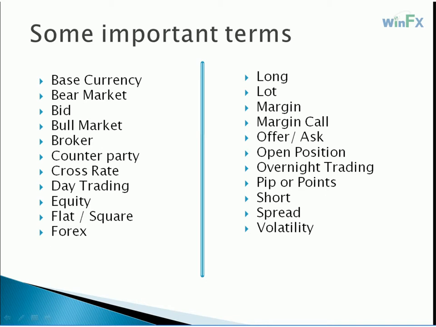The first, base currency. Base currency is the currency against which other currencies are quoted. For example, primary base currency is the US dollar against which all other currencies except for Euro, GBP, Australian dollar and New Zealand dollar are quoted.